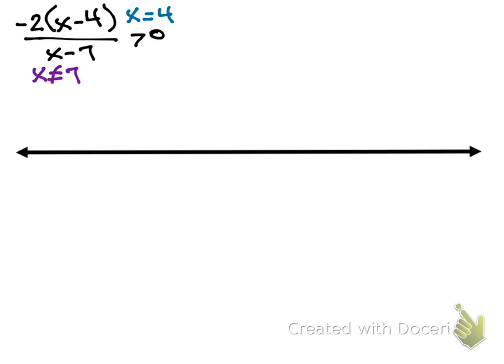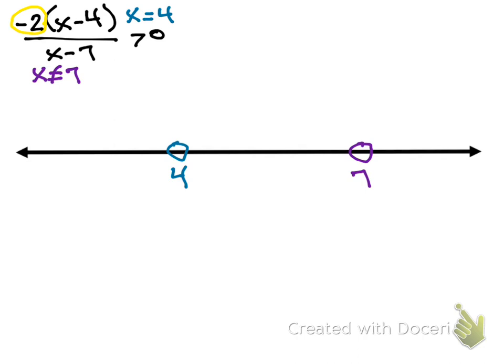First, let's put those values on our number line. x equals positive 7 will have an open circle because it is a restriction. x equals 4 will have an open circle because my inequality is just greater than. Before we look at the signs, I do want to point out that we have a negative 2 here. So in the numerator, I'm always going to have a negative before I start looking at those factors.